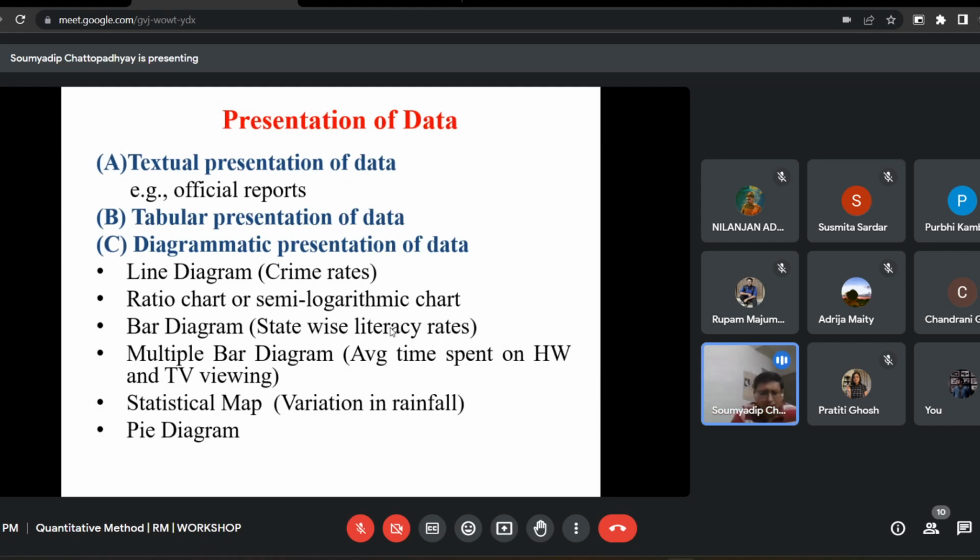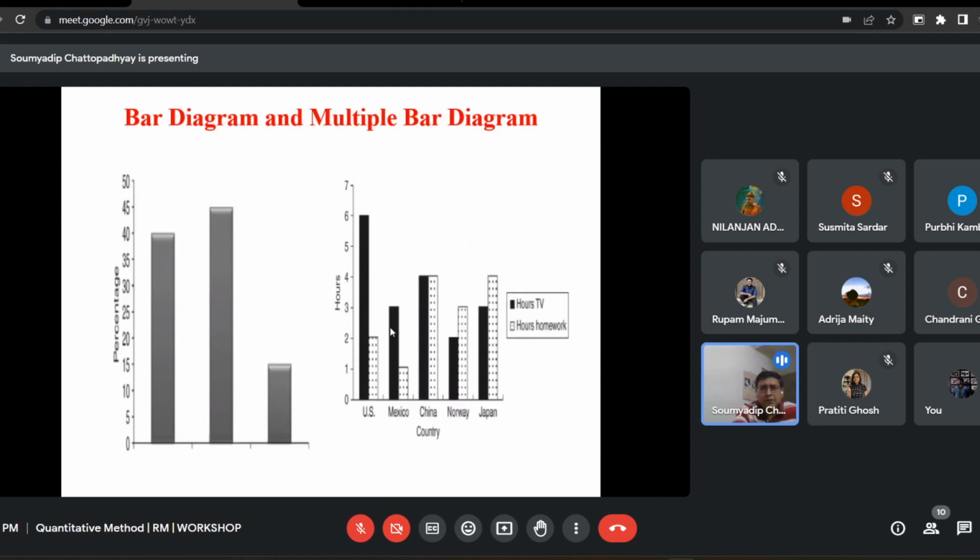I'll just give you a glimpse of some of these diagrams. These are some of the most commonly used diagrams: line diagram, ratio chart or semi-logarithmic chart, which are mainly used in economics, bar diagram, multiple bar diagram, statistical map, pie diagram. So these are some of the typical examples.